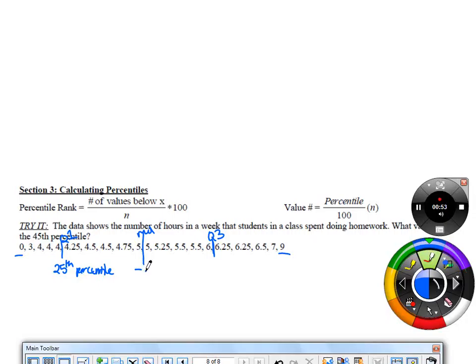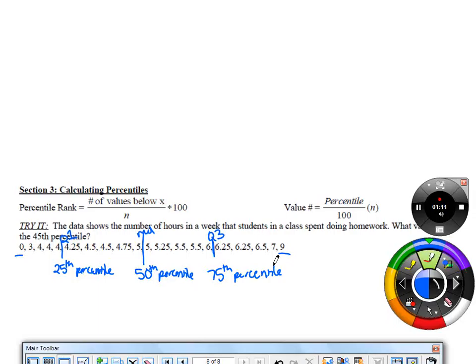And then Q2, or the median, would be the 50th percentile, meaning 50% of the data falls at or below that mark. And then Q3 would be the 75th percentile, meaning 75% of the data falls below that mark. Okay? So with this data, the question we're being asked is, where is the 45th percentile?